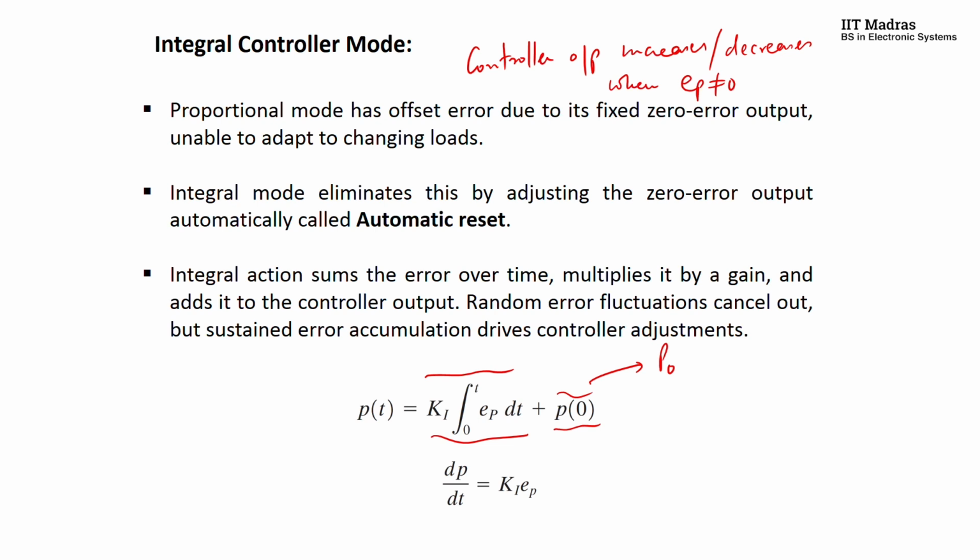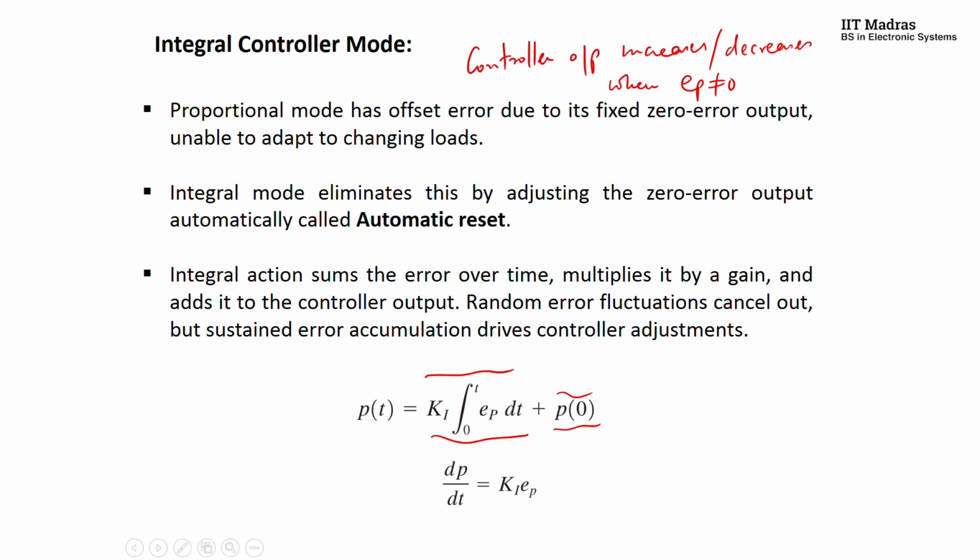An integral controller need not hold the nominal value, because as long as there is error, it will try to integrate and make the error 0. So there will be some initial value of the integral controller, and that is given as P of 0.